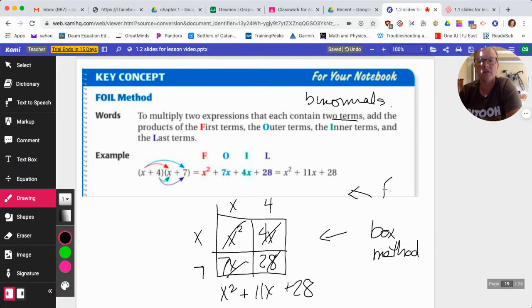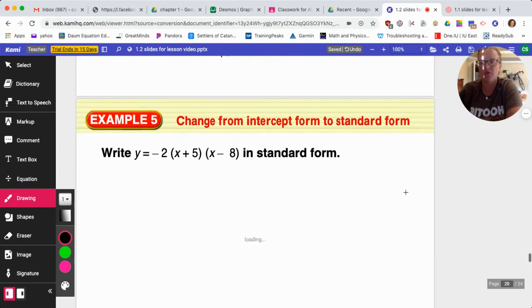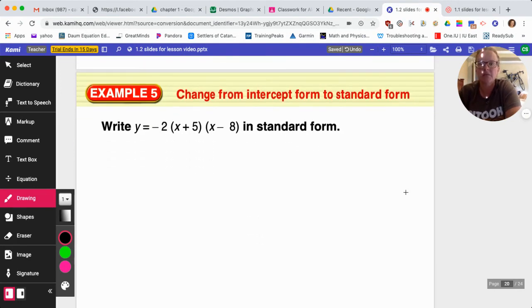And this we call foiling. F-O-I-L. First, outer, inner, and last. That should be a bit of a review. So when we want to change things from intercept form to standard form, we take this and we FOIL it. I will generally FOIL with my more advanced students because it's just something we need to learn to do in our head. With our emerging students, we will definitely do the box.